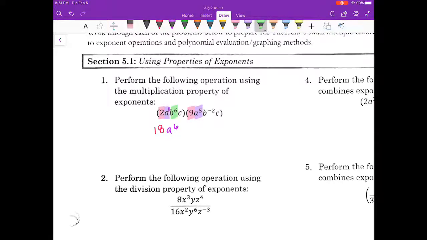And then b to the sixth, b to the negative second. Add our exponents, 6 plus negative 2 is 4. And lastly, c to the invisible first, c to the invisible first. Altogether, we have 2 c's, so we get c squared.